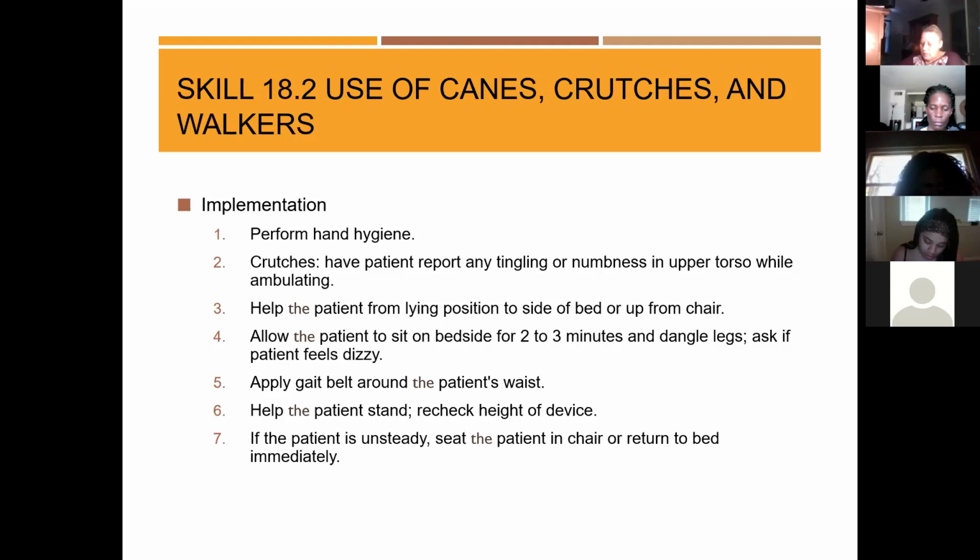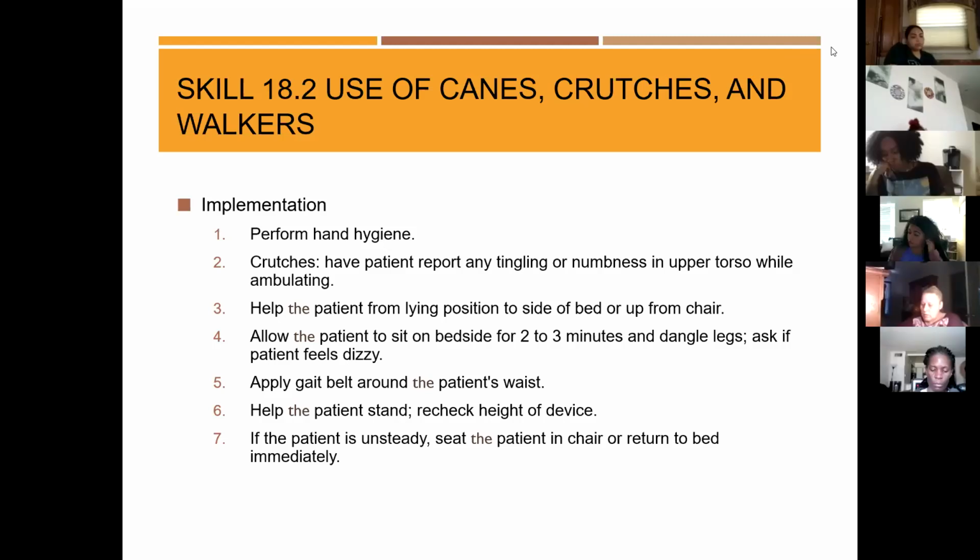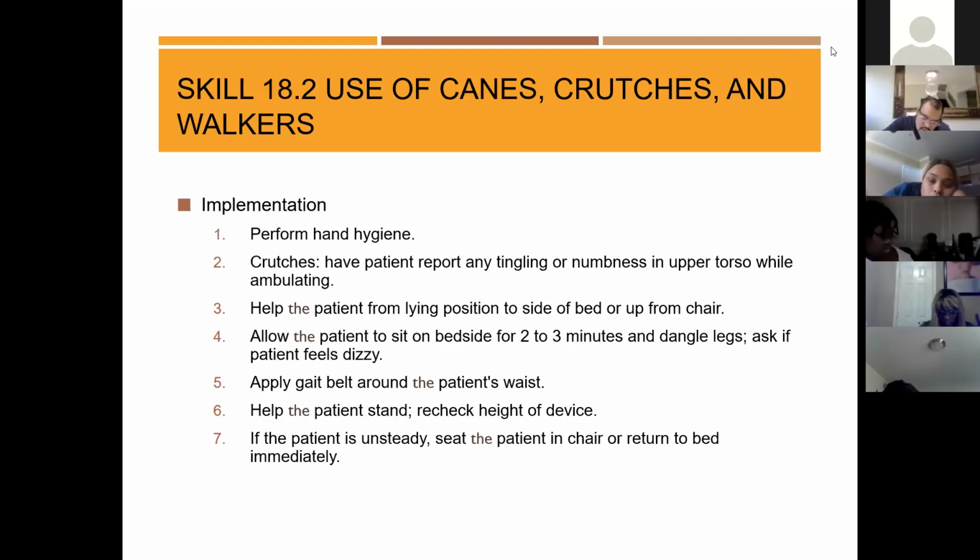You can use a gait belt on somebody when they're on crutches? You can, especially when you're first fitting them for them. Now, not just because they're getting ready to walk around the unit or they're getting discharged or whatever the case may be, but those initial moments when they may be unsteady, you might want to put a gait belt on them.